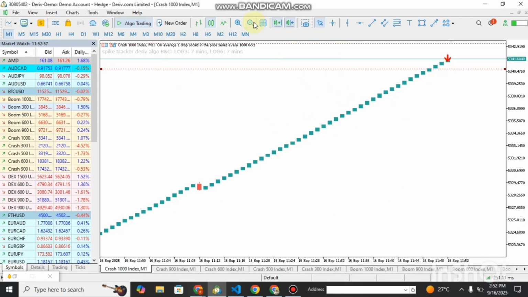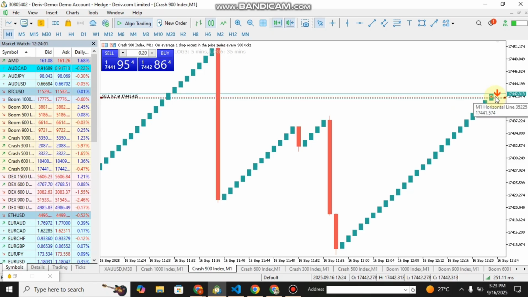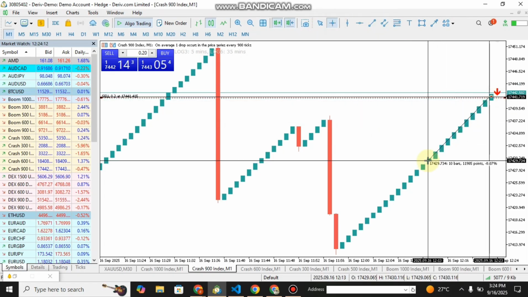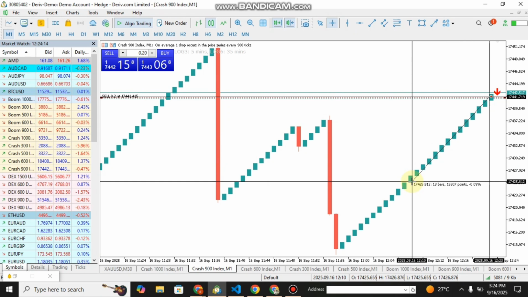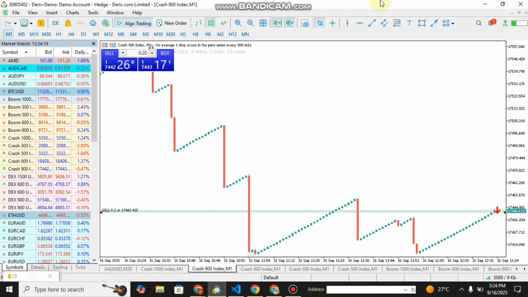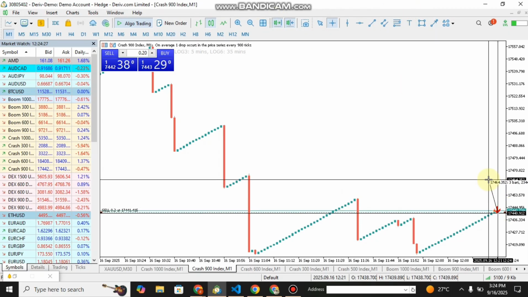Let's go about what you are supposed to do. Now, with this Crash 900, the tier method, the stop loss is 12 candles. It means it will take 12 candles, so let's quickly measure the 12 candles. How much will 12 candles cost? That is around 15,000 points. So 15,000 points means that our stop loss, and I hope by now you have understood what stop loss means.